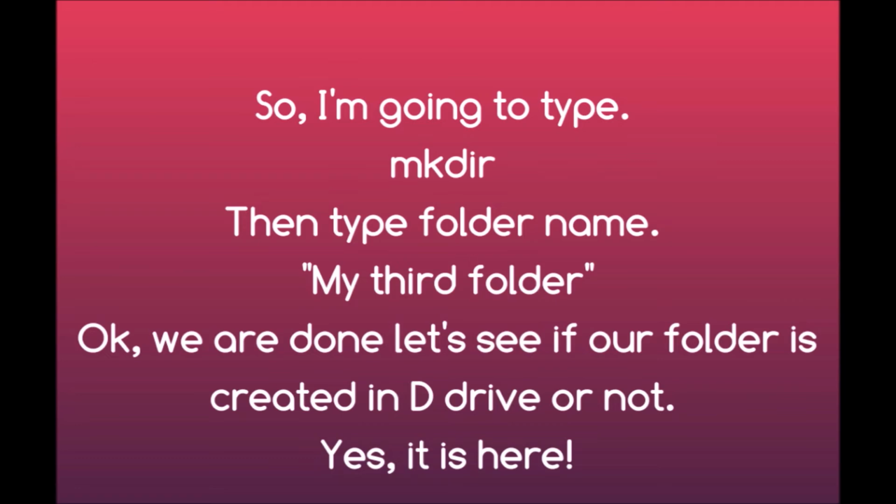Let's see if our folder is created in D drive or not. Alt F4. Windows R, Run dialog. Type the name of a program, folder, D, enter. New volume D. Items view list box. My first folder, 2 of 11. My second folder, 3 of 11. My third folder, 4 of 11. Yes, it is here.